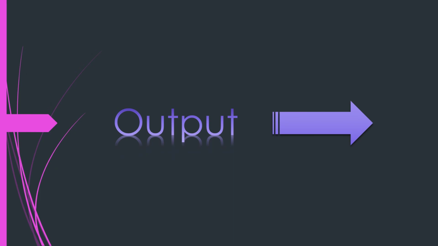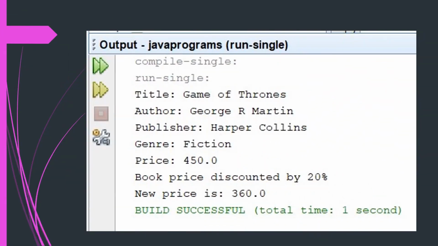Now let us see the output. So this is the output of book test class. First of all, here you can see that the values of various data members are being displayed. Why? Because we had used the statement book1.display. And the display method was used to display the details, so that is why all the details are being displayed here.